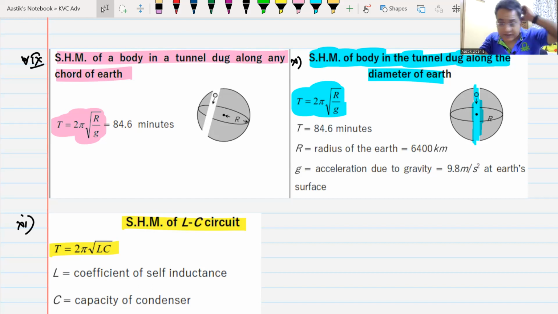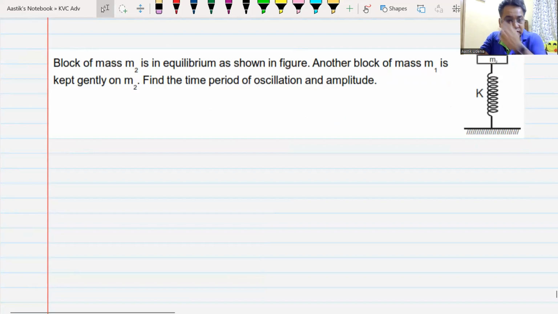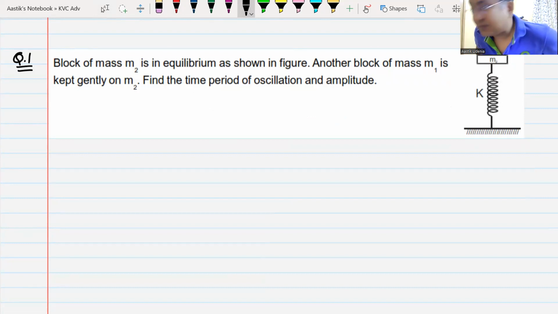So let me put this question just to understand whether we have understood the concept of SHM or not. Remember the cases that I have given, they may come, they may not come. This is like cases from all the physics. From this topic of SHM, these are the type of questions that are going to come. Block of mass M2 is in equilibrium position. Another block M1 is placed gently. What is the time period of oscillation? And what will be the amplitude of oscillation? These are the type of questions that you are supposed to know.